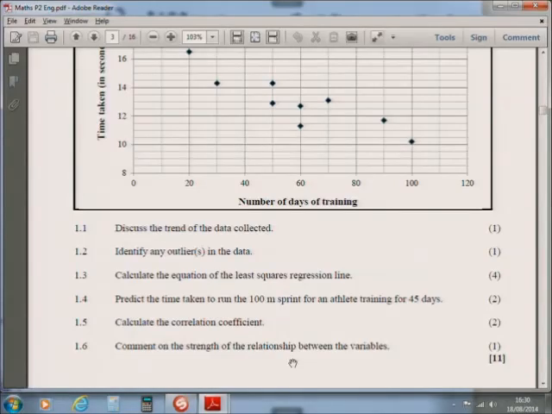And the last question, number 6: comment on the strength of the relationship between the variables. Now already we agree the gradient was negative. We can see here it's a negative association. Do you see the set of data here? It's a negative association. Can you realize that?